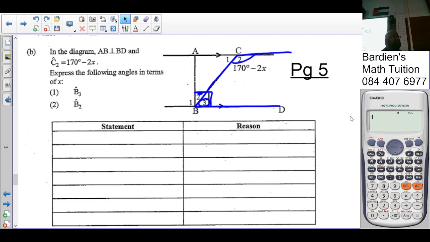So I put X on the... No, you leave it like it is. Now you say 10 plus 2x plus B2 is equal to 90. So it's right. Correct? Nice.